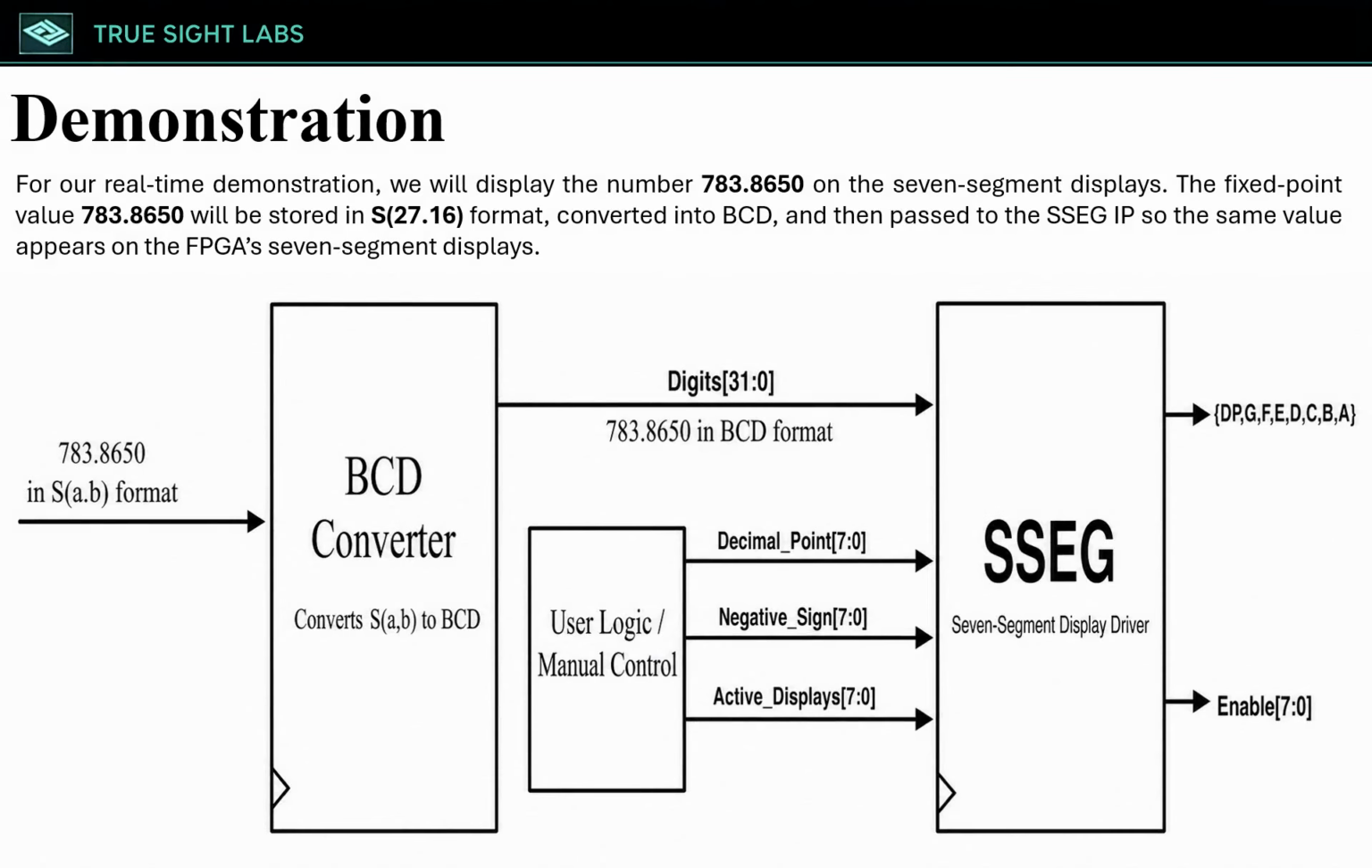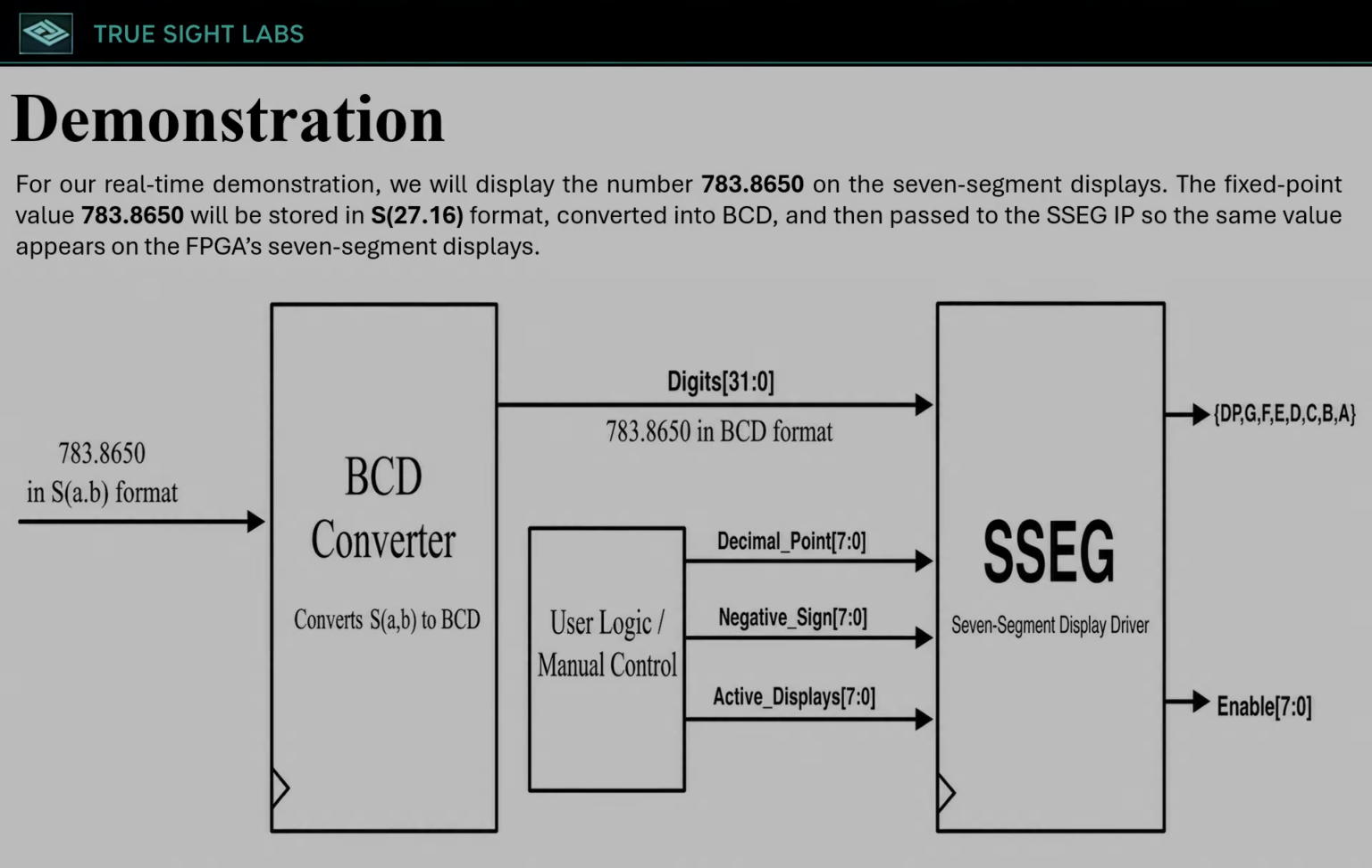For our real-time demonstration, we will display the number 783.8650 on the 7-segment displays. The fixed point value 783.8650 will be stored in S27.16 format, converted into BCD, and then passed into the 7-segment IP so that the same value appears on the FPGA's 7-segment displays.